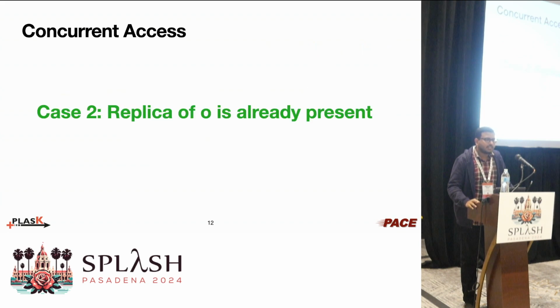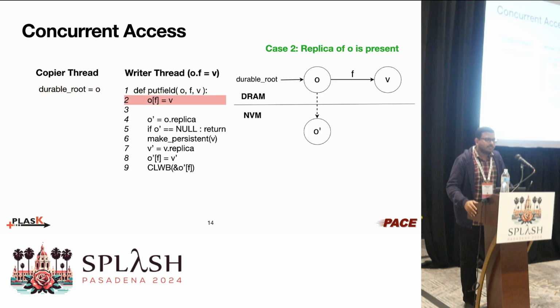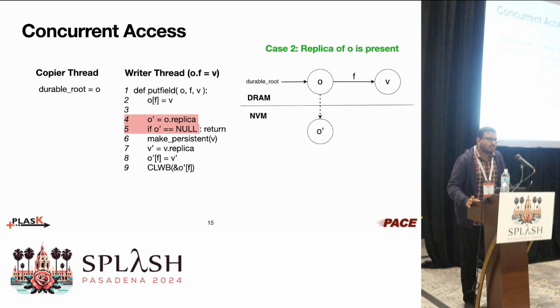Now, let's look at case 2 where the replica of O is already present. Here, we are saying that the replica of O is already present, so we execute the copier thread first. We copy the object O on the NVM, and then we go to the writer thread. Again, we will assign V to the field F of object O on the DRAM, and then read O's replica.